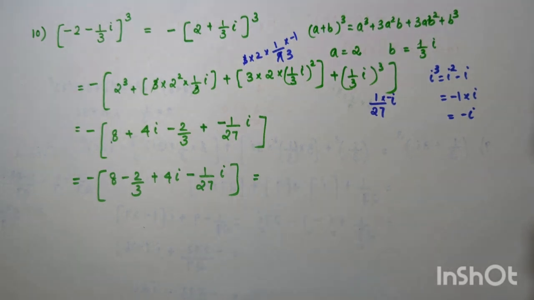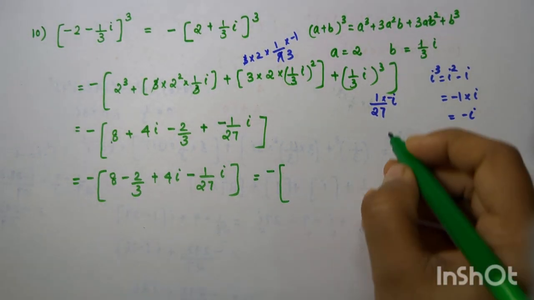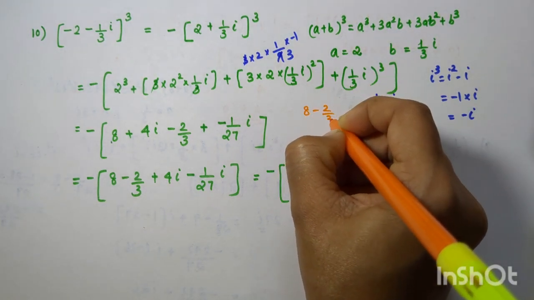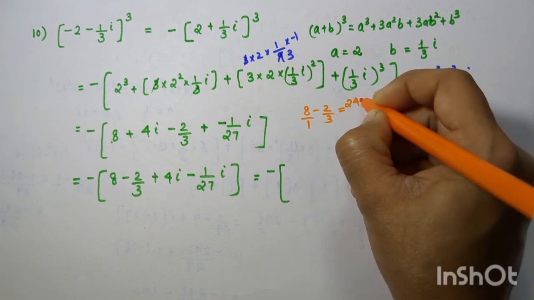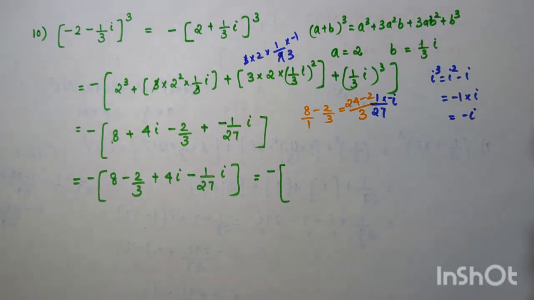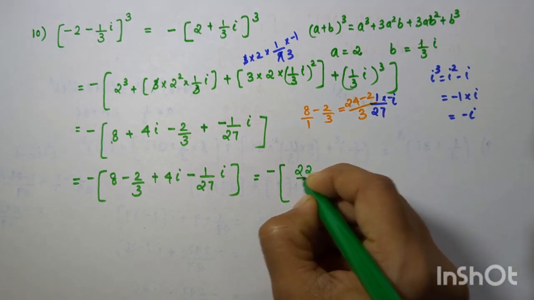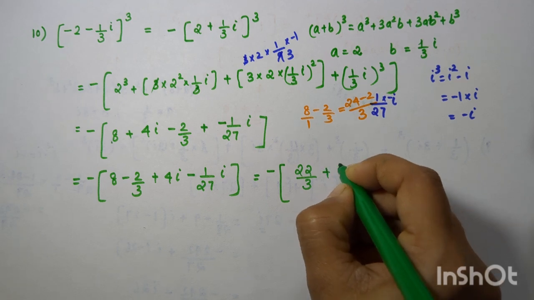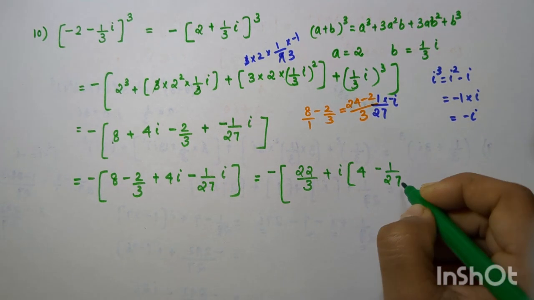Okay, now this will be equal to, minus is common, 8 minus 2 by 3. See, 8 minus 2 by 3. 8 means 8 by 1. Cross multiplication, 8 3s are 24 minus 2 divided by 3. So 24 minus 2, which is 22. So 22 divided by 3. Okay, then I am going to take this i common. So here this becomes 4 minus 1 by 27.